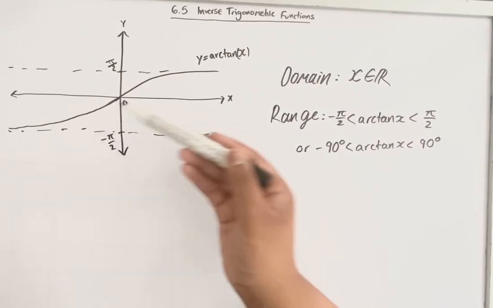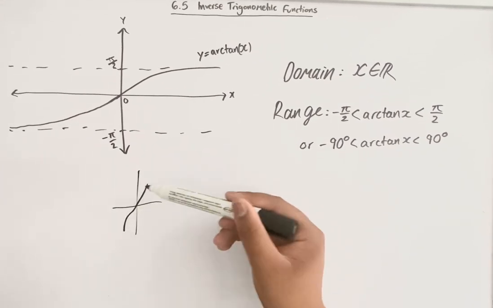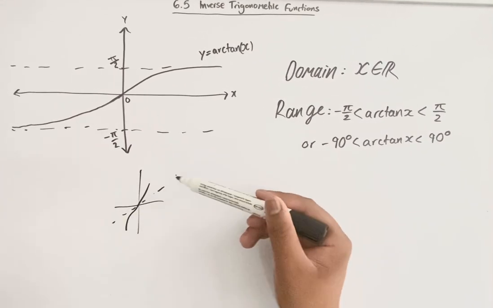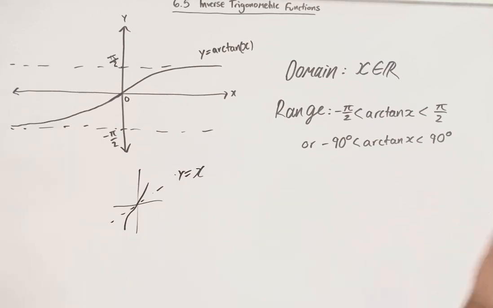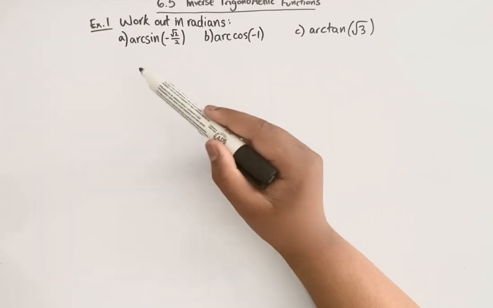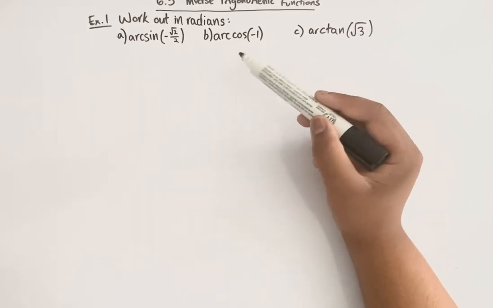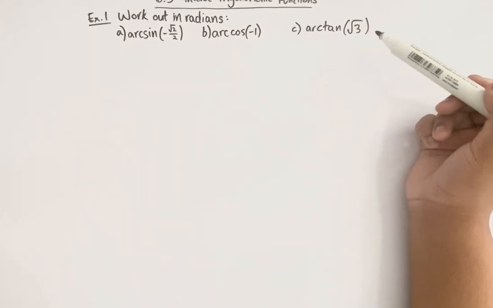As you can see, all of these inverse trigonometric functions are just their normal selves reflected in the line y = x, because they're inverse functions. Let's do one example. Let's work out in radians the values of a) arcsin of -√2/2, b) arccos of -1, and c) arctan of √3.